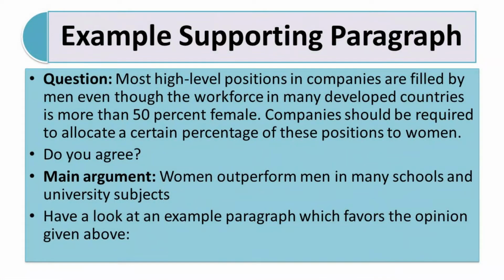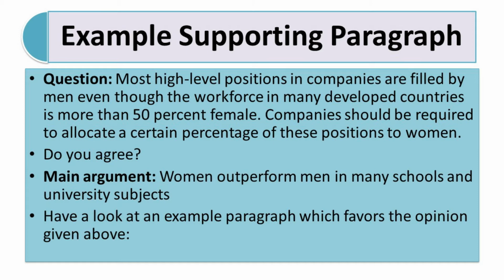For better understanding of how you can write your main paragraphs, please have a look at this example. Read the question first. In the question, you can see that the question asks that females should be given more participation in jobs. The main argument that we want to give here is that since females sometimes outperform males in academics, they perform better than males in school and colleges, that is why they can perform better at the workplace as well. So why should we not give them an opportunity at the workplace as well? So this is the main point that we want to make here.